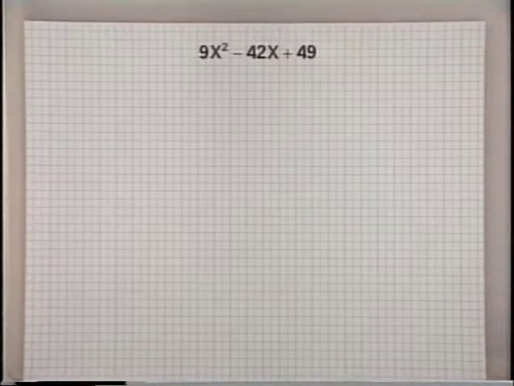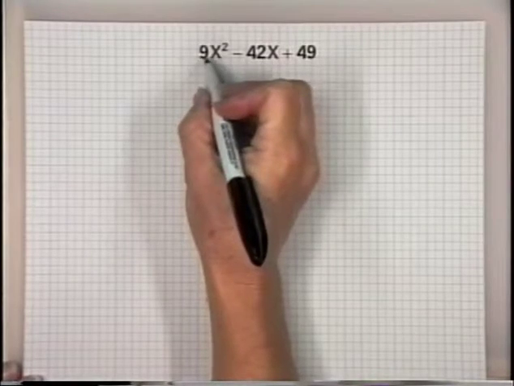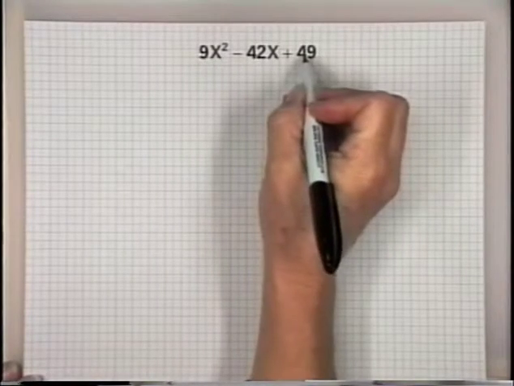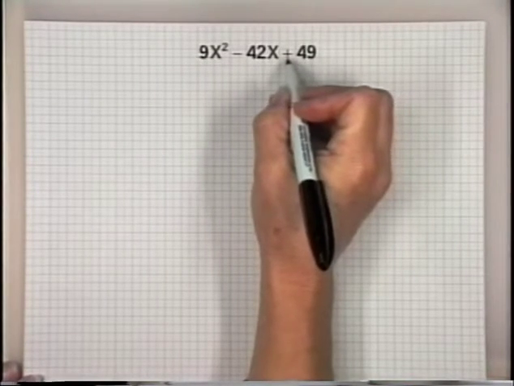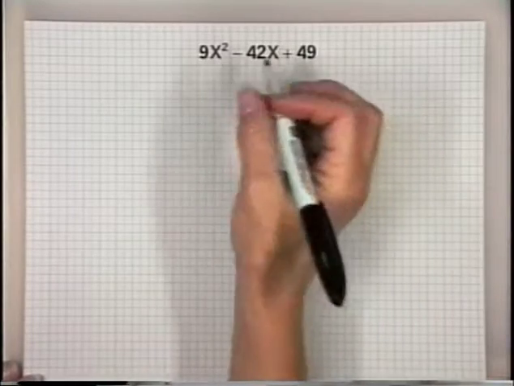9x squared minus 42x plus 49. I do not see a common factor in this trinomial. Since this is a trinomial, we will check to see if it is a perfect square trinomial. Our first term is certainly a perfect square. Our last term is a perfect square, and we do have the plus sign in front of it, which is necessary. Let's check to see if this will work for that middle term.